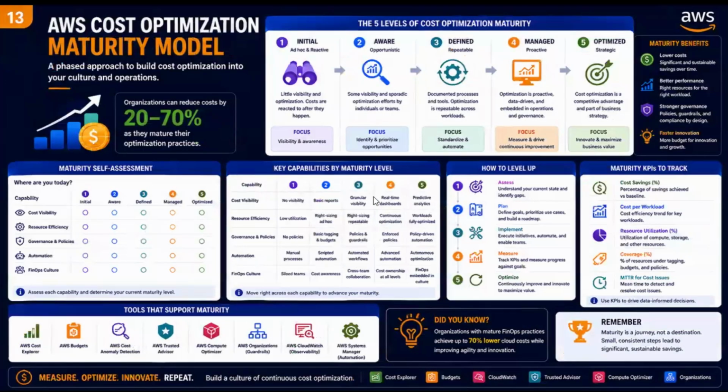Okay, AWS cost optimization maturity model. Okay, there is a reality. You can implement every optimization technique we have discussed, but if your organization does not have a culture and process around cost optimization, the savings do not work. So, the AWS cost optimization maturity model describes a five-level journey.